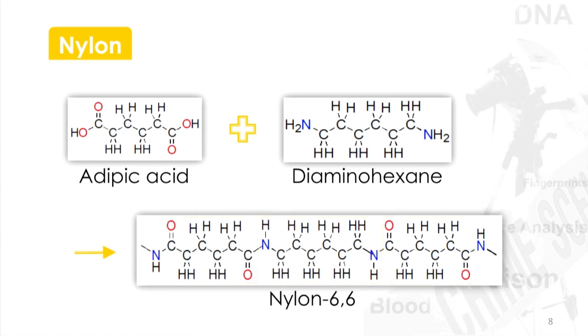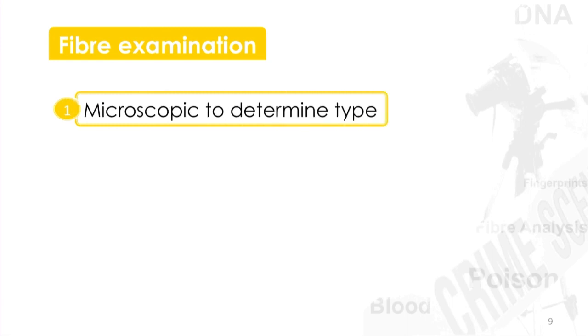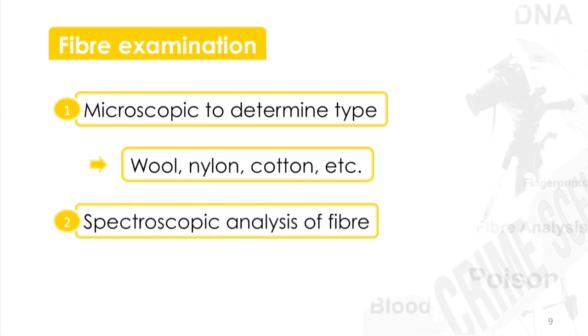So suppose we have a fiber found at a crime scene. What can you do with that fiber to identify it? Well, the simplest thing you can do is just to look at it under the microscope. And this may help you determine the type of fiber. For instance, whether it's wool or nylon or cotton or some other. Now, because we can consider fibers as organic chemicals, we can also use on them the spectroscopic techniques that we studied in an earlier lecture. So you can use spectroscopy on the fibers to determine their chemical composition.